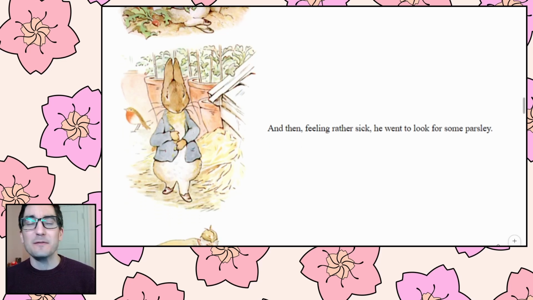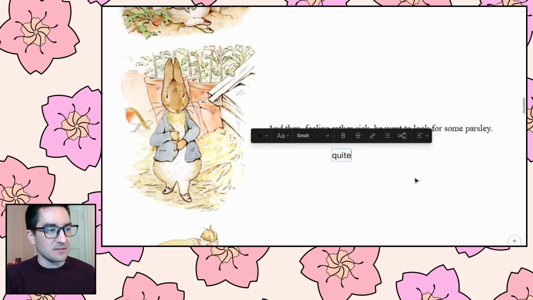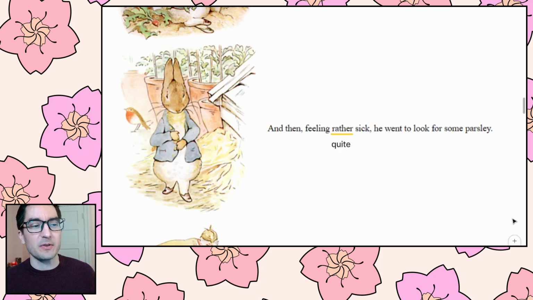And then, feeling rather sick, he went to look for some parsley. So he ate too many vegetables. He ate too much. So he's feeling rather sick. Now here, it's like the word quite sick. He's feeling quite sick, or he's feeling pretty sick. Not really sick, but just enough that he doesn't feel very comfortable. He's feeling rather sick. Kind of like the word kind of. He's feeling kind of sick.